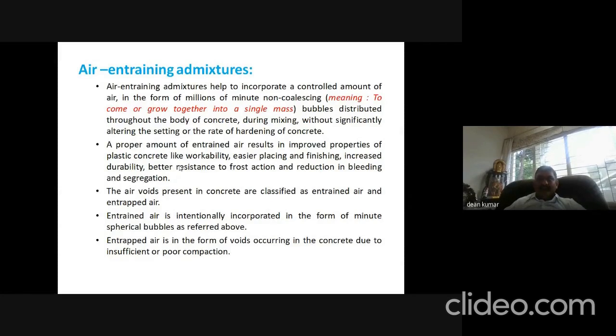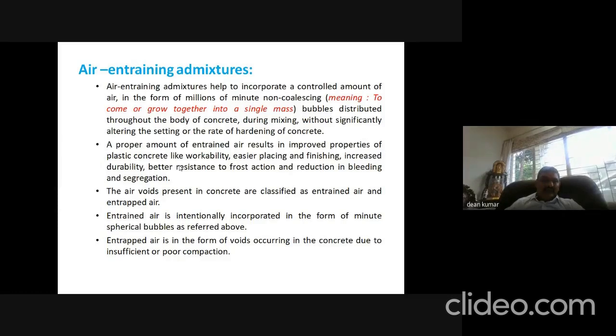Bleeding and segregation, I already discussed. Bleeding is nothing but loss of water from the concrete. Segregation is nothing but separation of particles of the concrete. Different particles separate out differently. So that I am trying to avoid here.